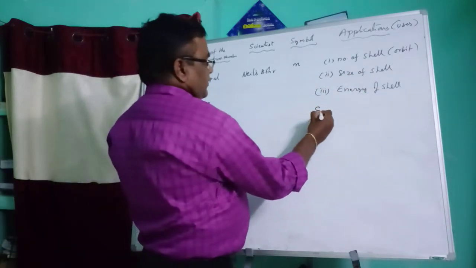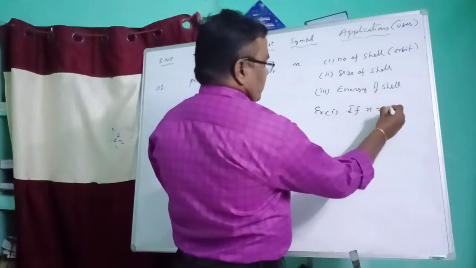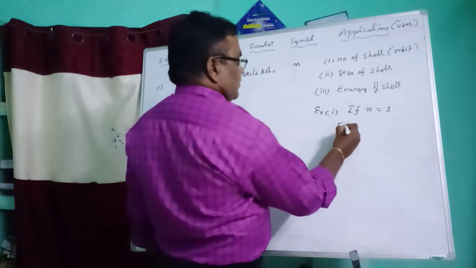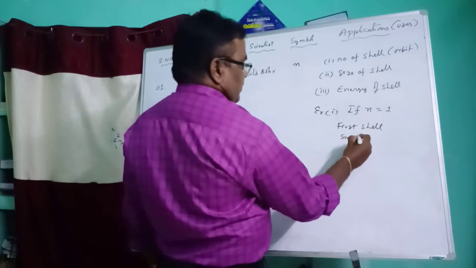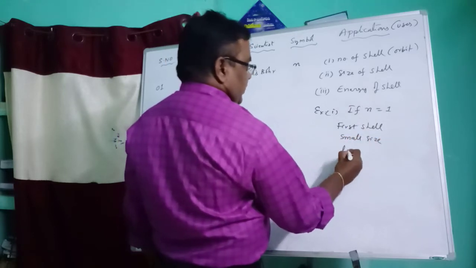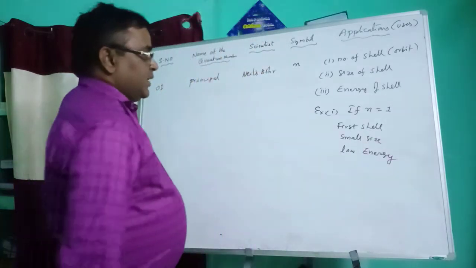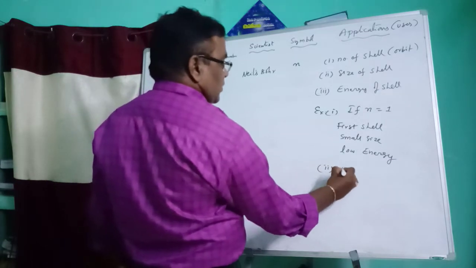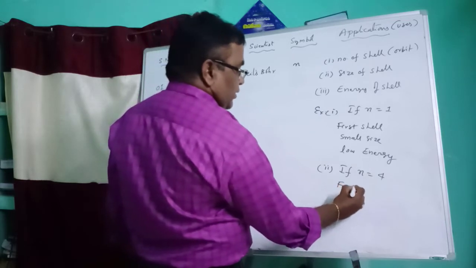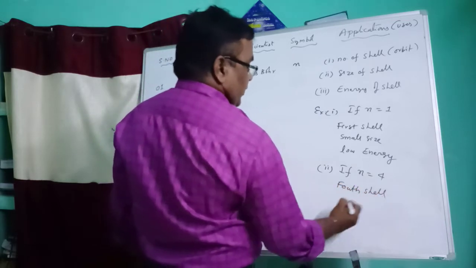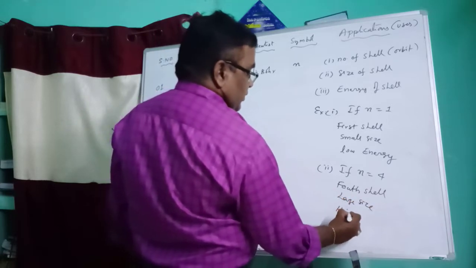For example 1: if n is equal to 1, it represents the first shell, small size, and low energy. Example 2: if n is equal to 4, that means fourth shell, large size, and high energy.